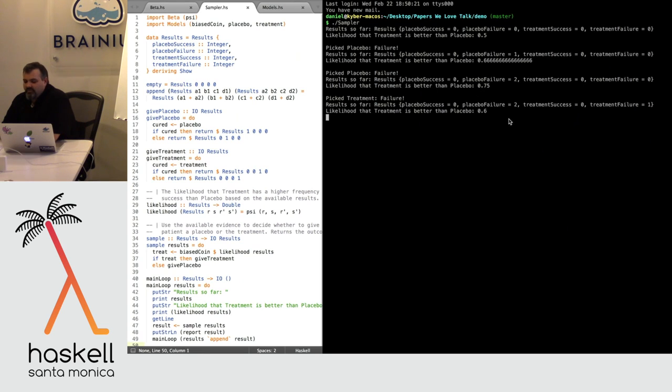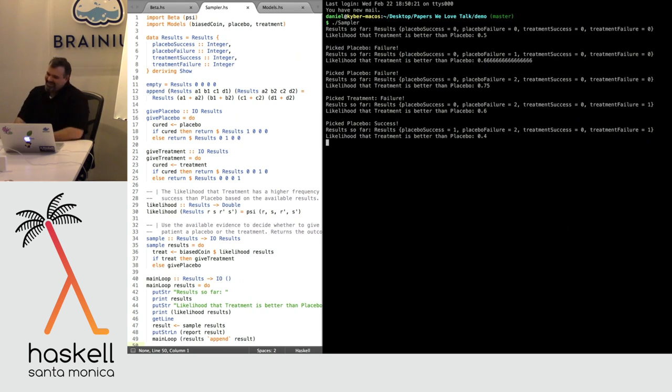It failed. We lost some confidence in the treatment. Nothing works. These patients are male pattern baldness. Male pattern baldness will never be cured. Okay, let's see. Pick the placebo. It gave a success. Look at this giant swing in our confidence. Placebo has demonstrably worked once. Treatment has never worked. So treatment's not looking so hot.